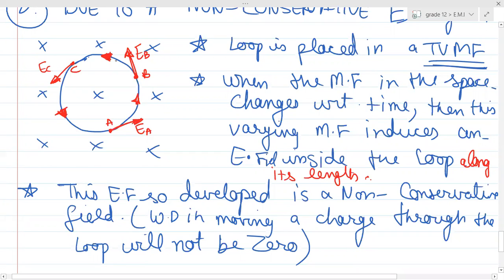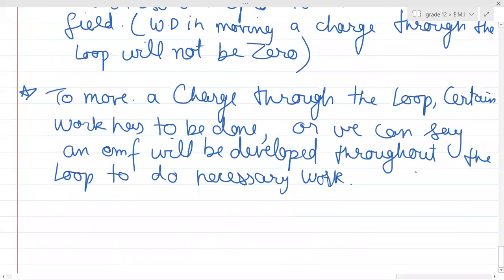Okay. So basically, if I want to move the particle from A to B, I need to do some work, right? Yes or no? If I want to move it from A to B slowly, then I need to do certain work. That work done will induce an EMF. Is this clear? So basically, these are your two causes of electromagnetic induction.